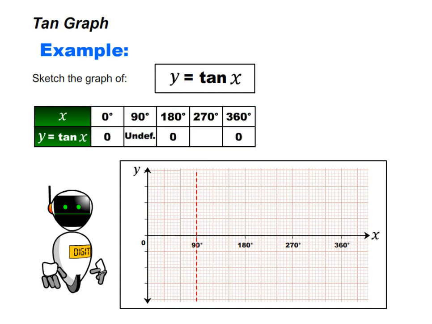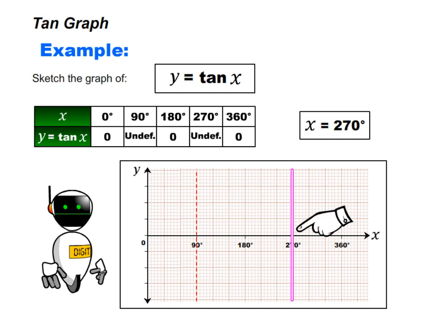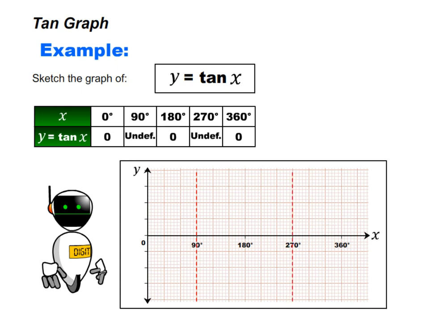If you look at the graph, you will notice that the graph of y is equal to tan x is also undefined at x is equal to 270 degrees. We have another asymptote at 270 degrees. So far, we have an asymptote at x is equal to 90 degrees, which is here, and another asymptote at x is equal to 270 degrees, which is here. Look at the dotted lines on the graph.